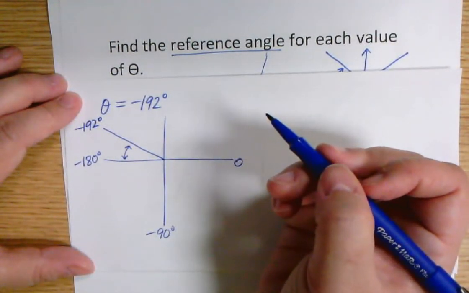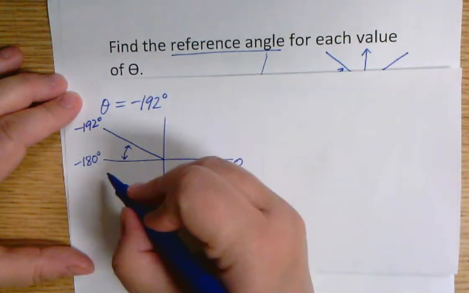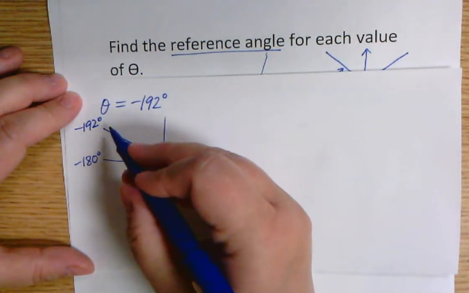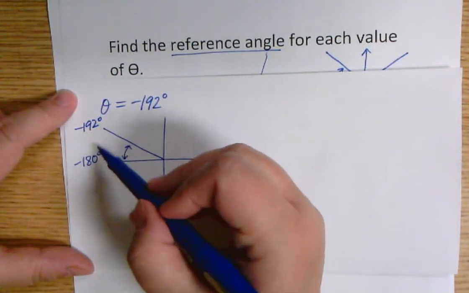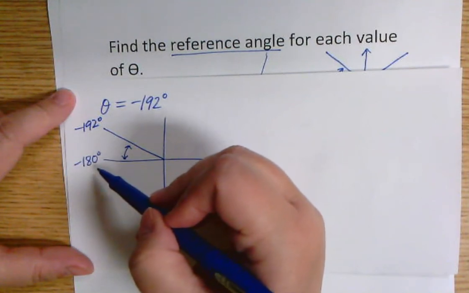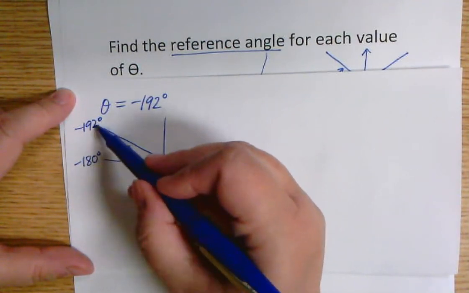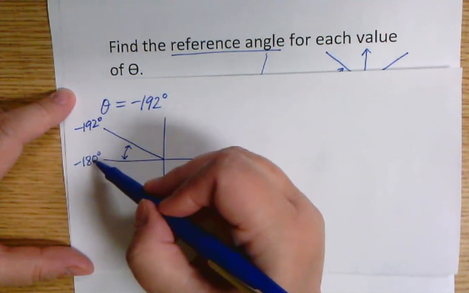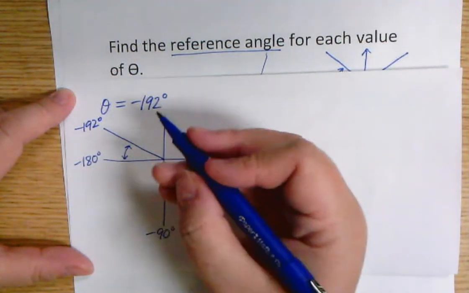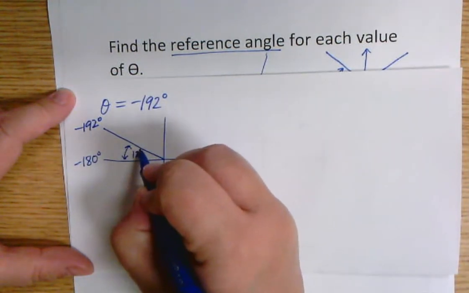If I want to know how much this is, then I'm asking how far it is from negative 180 to negative 192. Honestly, you could subtract either way, because if you get a negative, you just have to remember that reference angles are never negative. The distance between negative 180 and negative 192 is 12 degrees. So that's my reference angle.